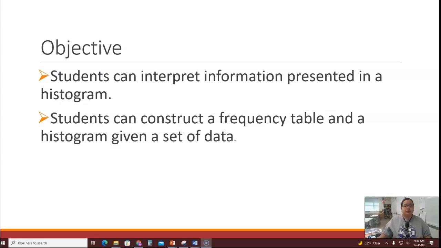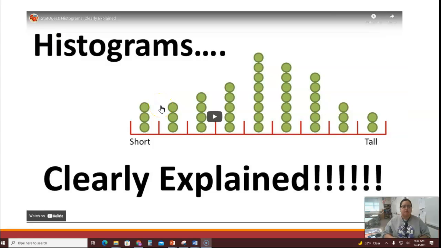So first we're going to watch a video that will introduce the idea of a histogram to you. So this part is not in your notes, I just want you to follow along with the video.